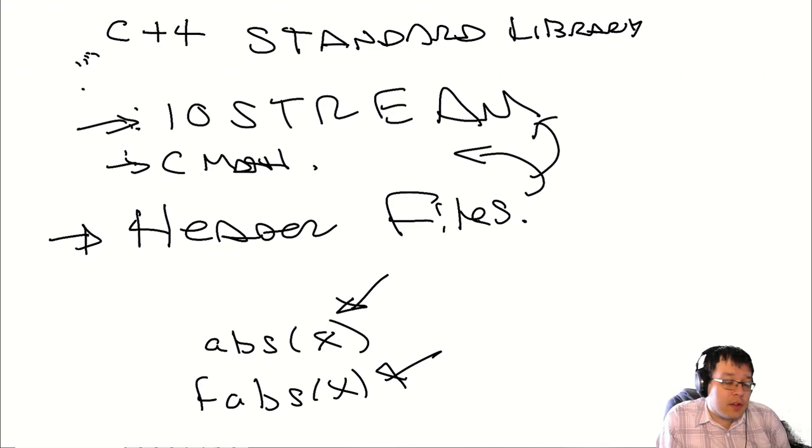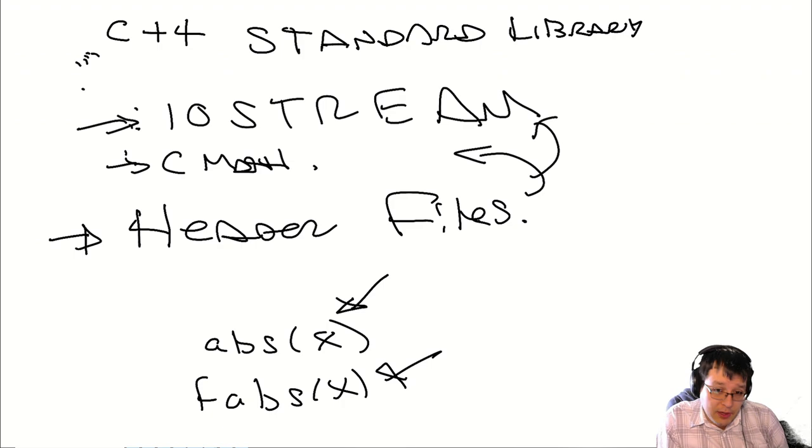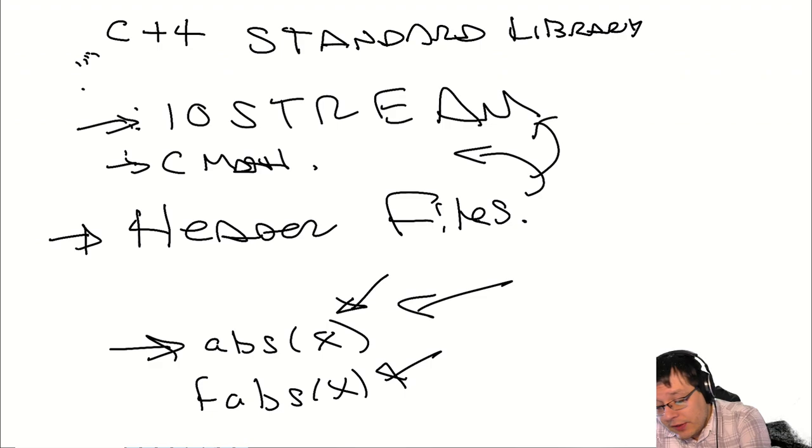Absolute value means that you get a positive number that is equivalent to that. So if you feed it 55, it gives you 55. But if you feed it negative 55, it's going to give you back 55. Very useful operation in math. However, this one up here is not part of the CMath library. It's actually part of one of the C libraries.